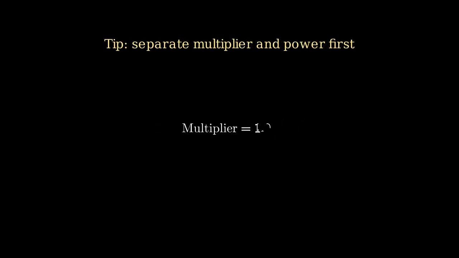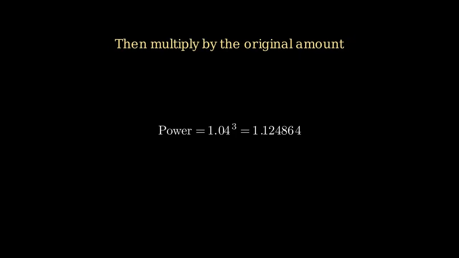Finally, here's a teaching tip. Before you combine anything, write the multiplier and the power as two separate, clearly labelled quantities. Work out the power as its own line first. For example, 1.04 cubed equals 1.144864, and only then multiply that result by the original amount. This keeps your working clear and helps you catch mistakes before they reach your final answer.